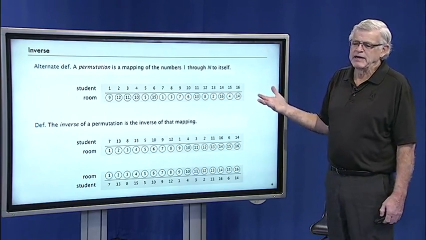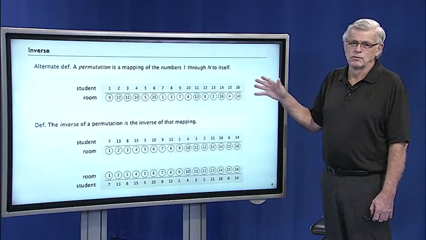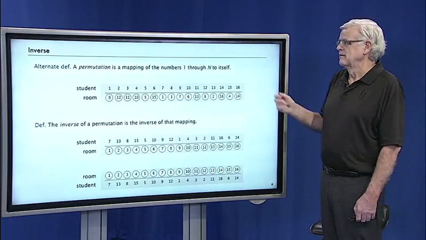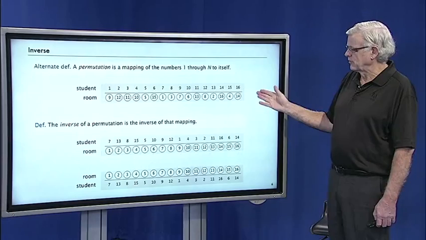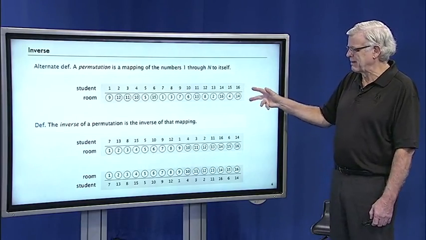Now there are many interesting properties of permutations that have been studied. One thing that's often of interest is what's called the inverse of a permutation. Another way to think of a permutation is as a mapping of the set of numbers from 1 through n to itself. Our student to room is a mapping from 1 to 9, 2 to 12, and so forth, where all the numbers from 1 through n appear in the mapping. So there's a concept known as the inverse of a permutation, which is just the inverse of that mapping.